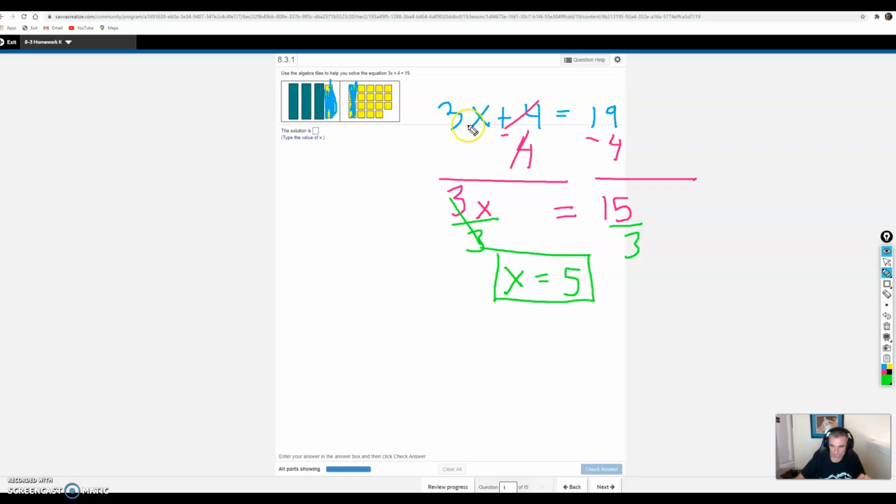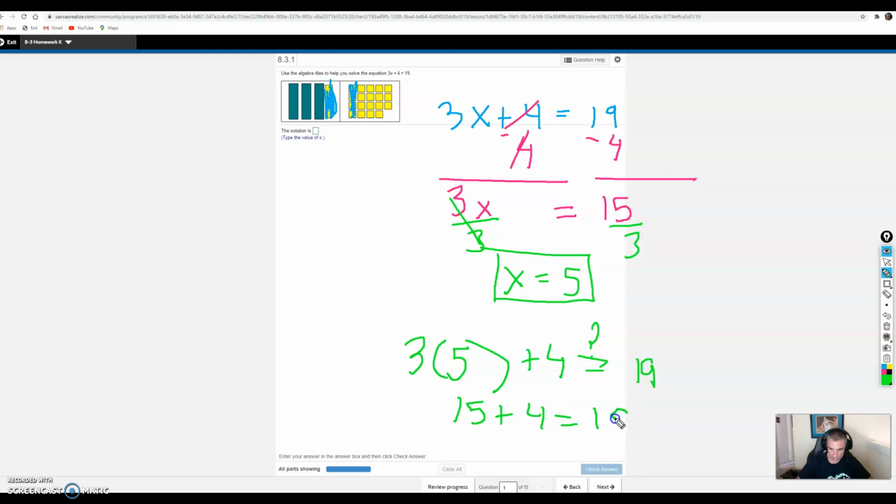We can plug this back in to check. 3 times 5 plus 4 equals 19. And what we're really doing here when we check is we're asking a question. It's a question mark. We're saying, does this equal 19? And if it does, we did it correctly. Remember our order of operations? We always do multiplication first. So I get 15 plus 4 is equal to 19. And we know that that is true, so we did it correct.